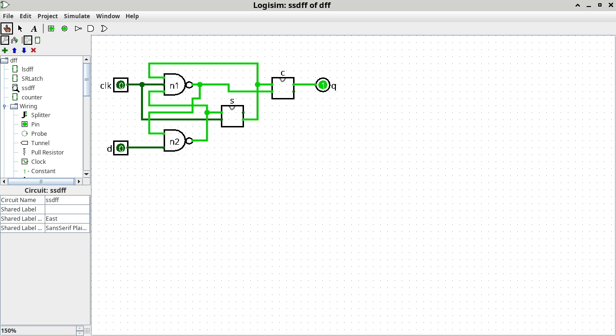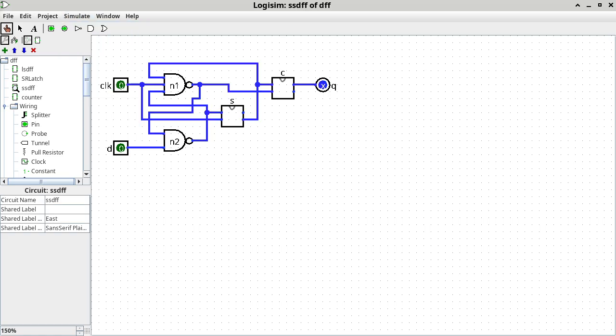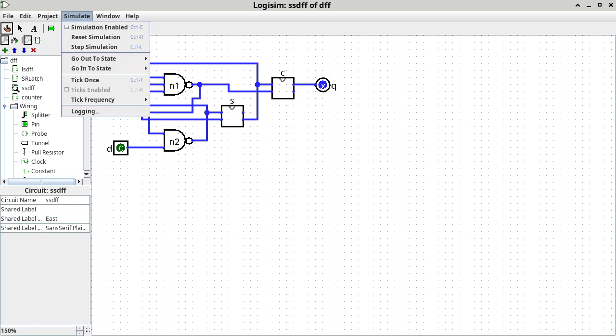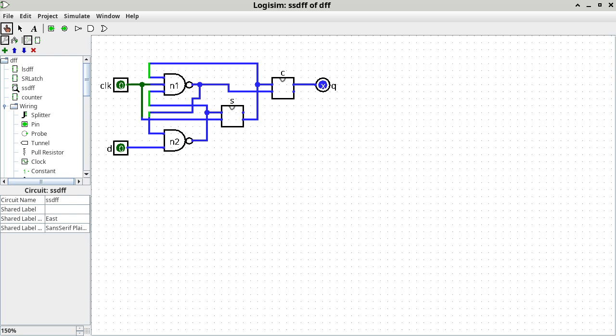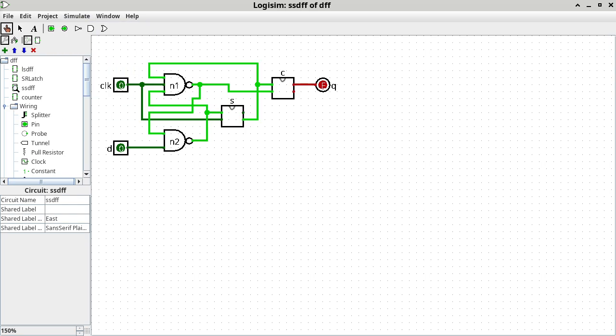Now, when you do the simulation in Logisim, it is also helpful to turn off the simulation and reset it so that everything starts with an unknown state to begin with. It's always helpful to reset everything first. So when you first start the whole thing, let me reset it now.